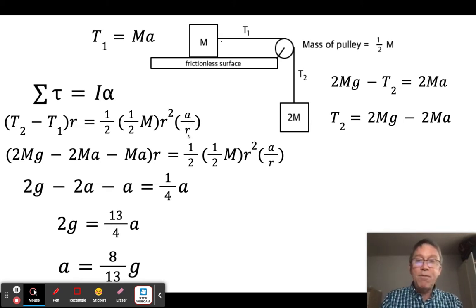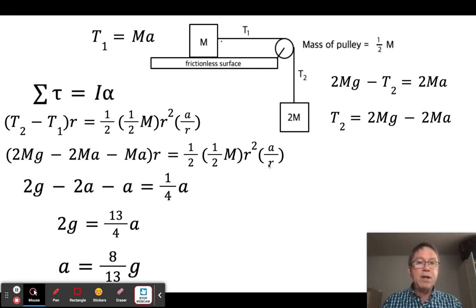And just like before, look what happens. I haven't divided yet, I'm sorry, I substituted first. We'll get back to that in a second. What I did is I took my values here. Instead of writing T2, I'm going to take this expression and put it right here. And instead of T1, I'm going to put this here. So I get 2mg minus 2ma minus ma, times r, is equal to what we had before. Now I'm going to divide by r.